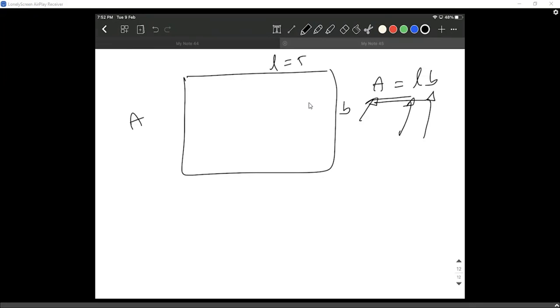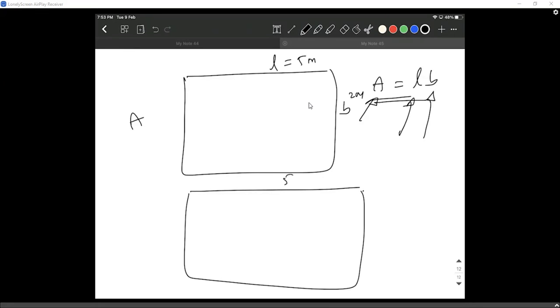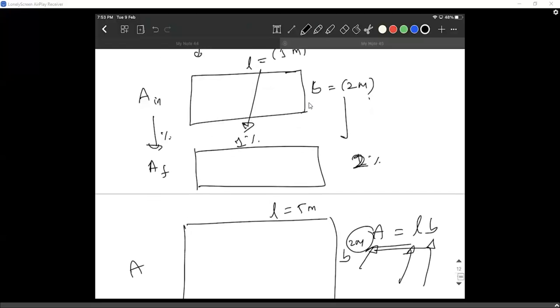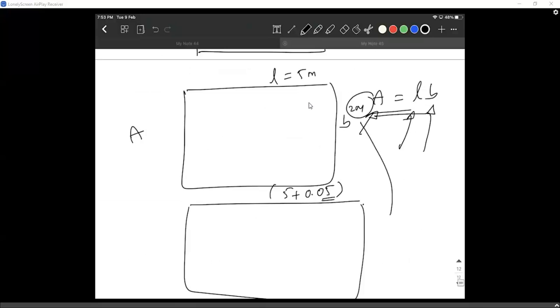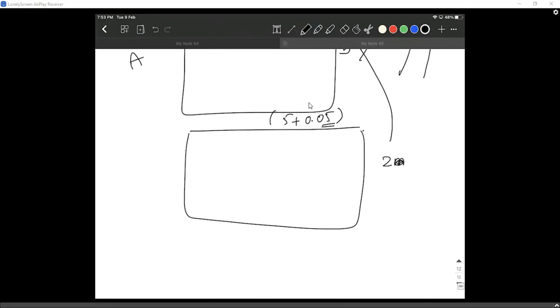Take the same example, 5 meters. This is 2 meters, and it is increased by 1% and 2%. If I have to write a 1% increase, it is 5 plus 0.05. That is a percentage. 1% means, I hope you know how to write percentages. If you don't know how to write the percentages, you're not supposed to be in this class. And in 2 meters we talked about 2%, right? In 2 meters, the 2% is basically 2 meters plus 0.04. This is how much the length is increased, this is how much the breadth is increased.